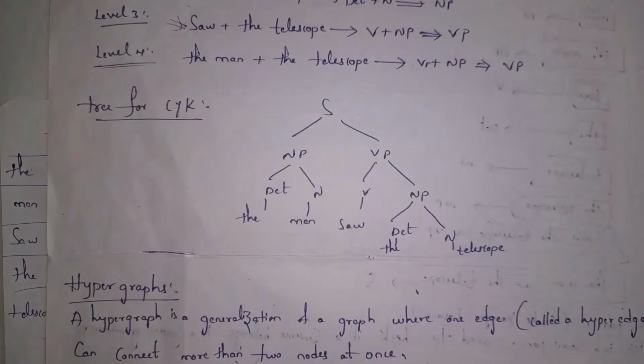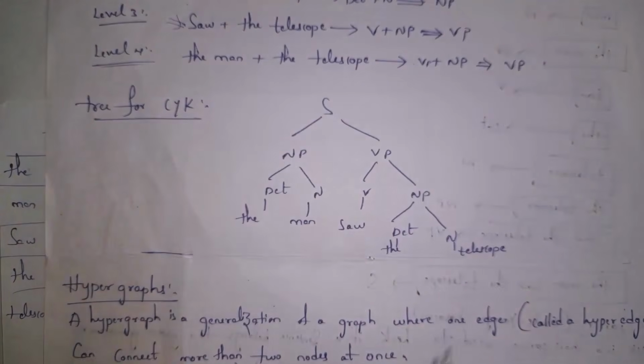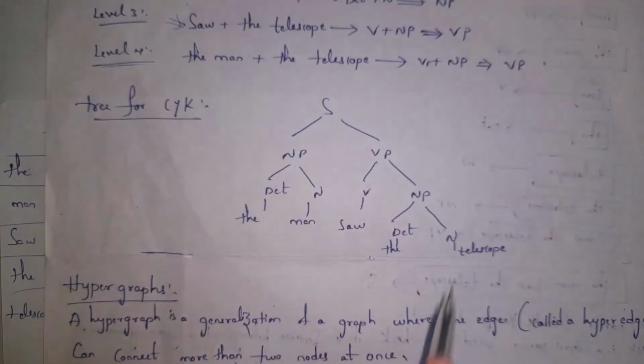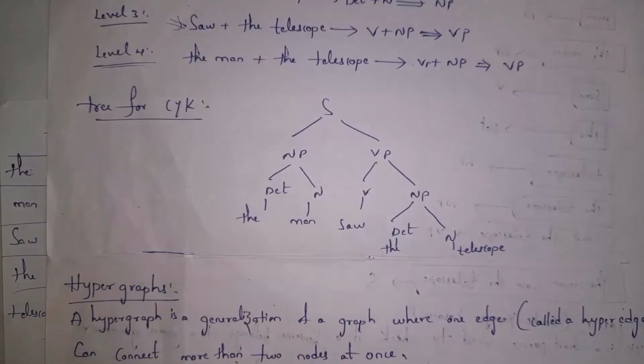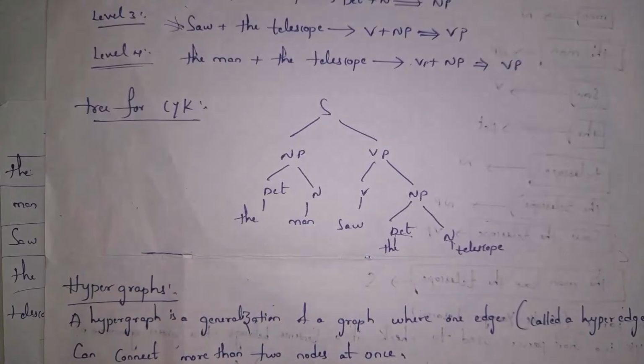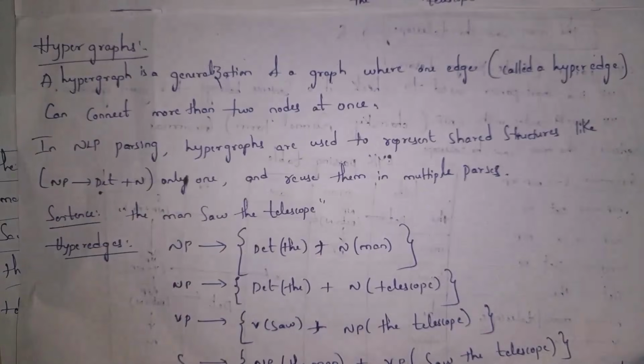In this CYK tree, the sentence contains noun phrase and verb phrase. The noun phrase contains the man, determinant and noun. The verb phrase contains verb, which is saw. And again the noun phrase contains the telescope, where the is determinant and telescope is noun. This is all about the CYK tree. In the exam, you may also get a separate question, that is, what is a hypergraph.